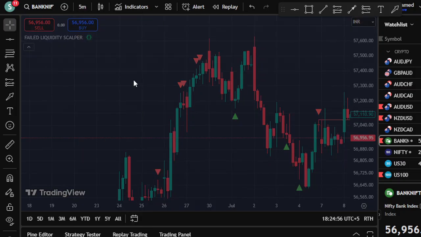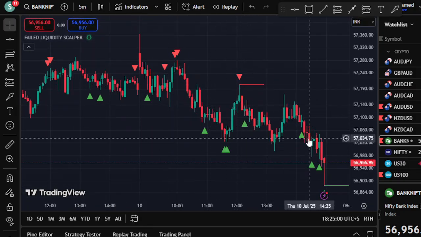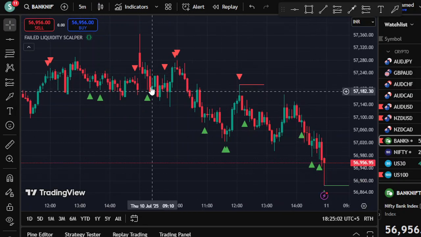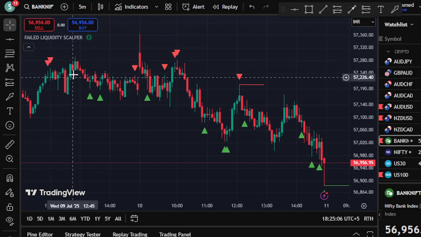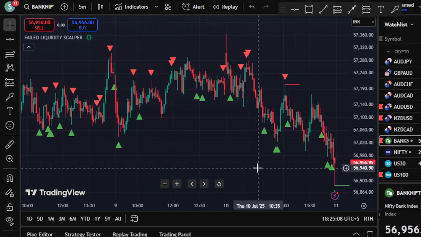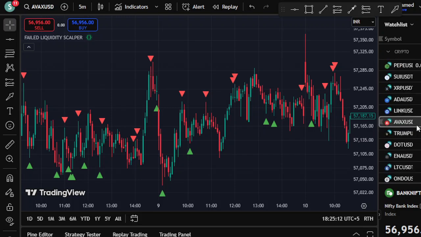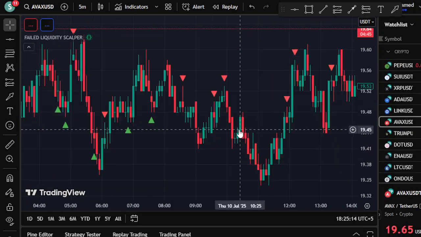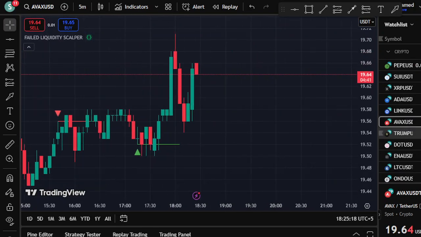Let me show you Bank Nifty on the 5 minute, how it's working. Okay, failed setup today, price is down, everything getting failed here. Okay, that was the failed setup, price is up. Okay, failed setup, price is up for a scalping, but definitely you will trade with a proper confirmation. So this is all about this indicator. No matter whether you are trading forex, crypto, or stocks, you can see it's working everywhere, and that's the beauty of that indicator.